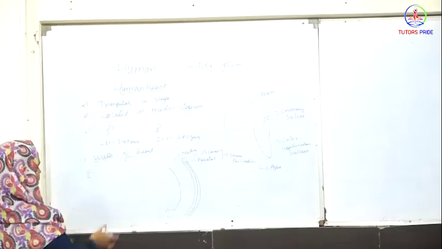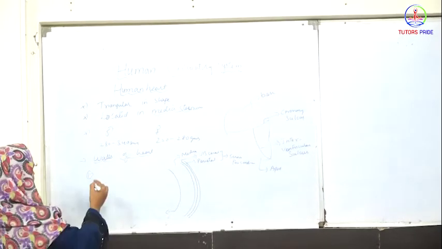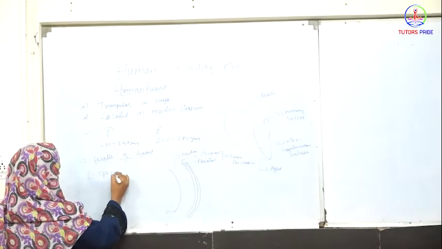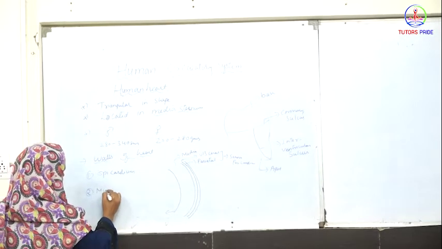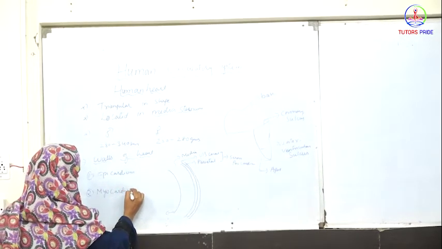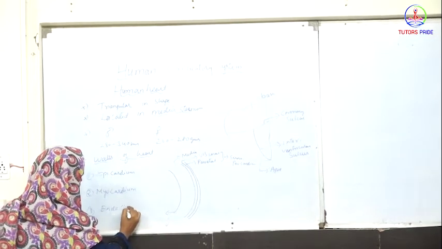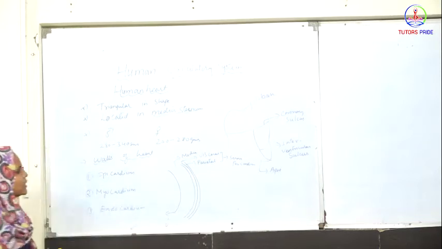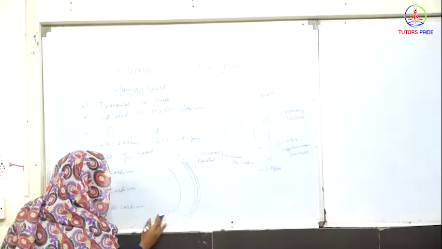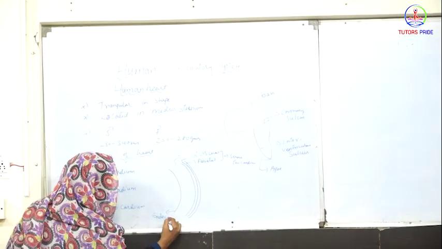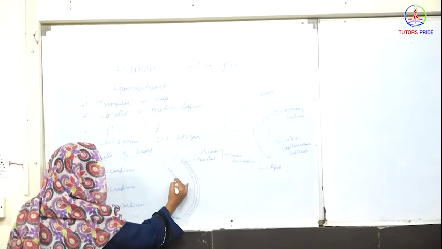Let me write them from the outside to inside. The outermost is the epicardium. The middle one is the myocardium. And the innermost is the endocardium. So this one would be the endocardium, and it is made up of simple squamous epithelium.